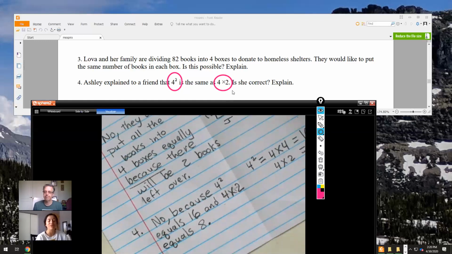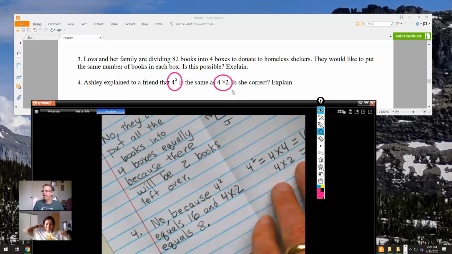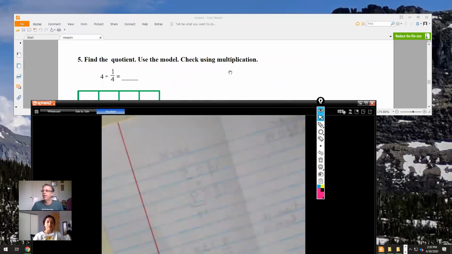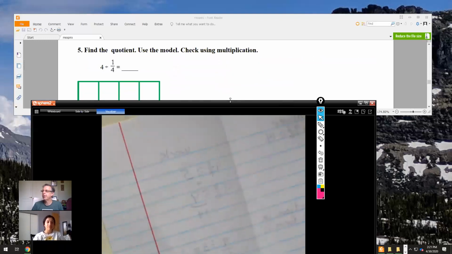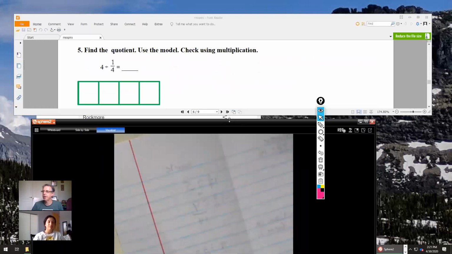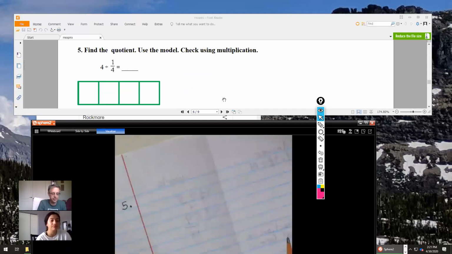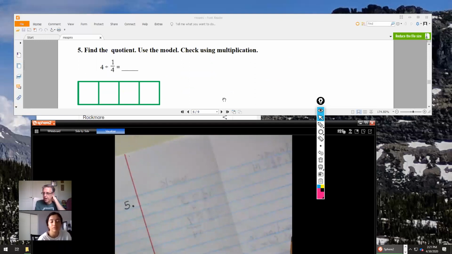Yes, that finishes number 4. All right, excellent. We'll go on to number 5. Find the quotient, use the model, check using multiplication. There's a couple steps involved with this one, boys and girls, and it's important that you do all the steps to make sure that this is actually correct. Make sure that you draw the model on your work so that you show everybody what you're doing.